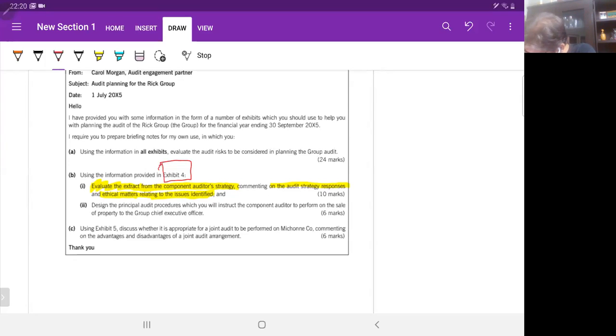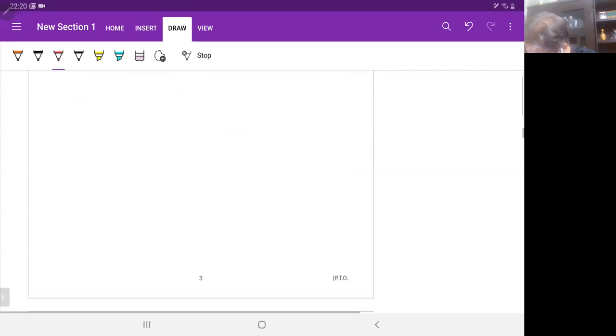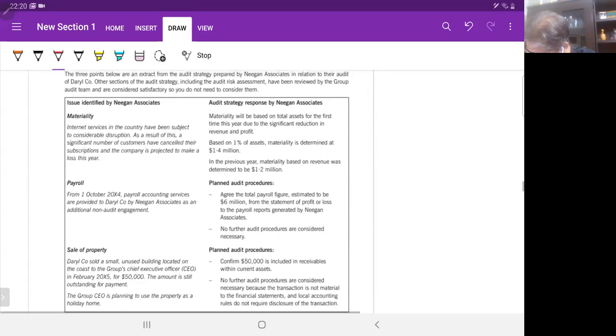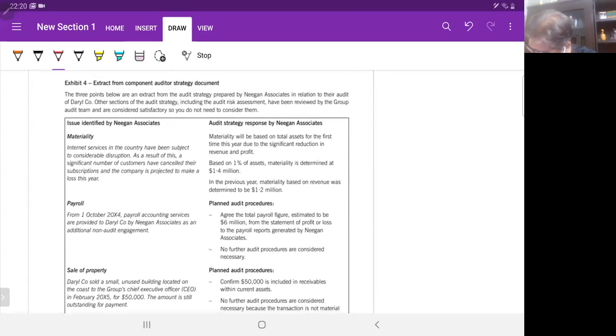Another thing, we have to evaluate the extract from the component audit strategy. We have to comment on the audit strategy responses and also ethical matters relating to the issues identified. After that, we will look at requirement two of this requirement. So, firstly, let us straight away move to exhibit 4.